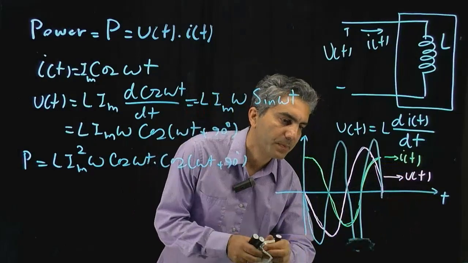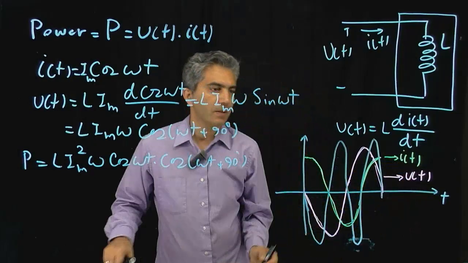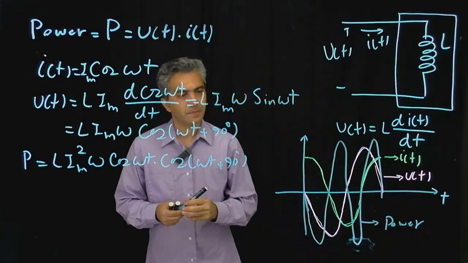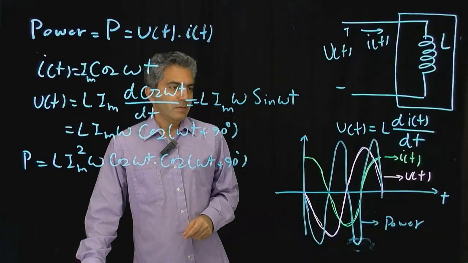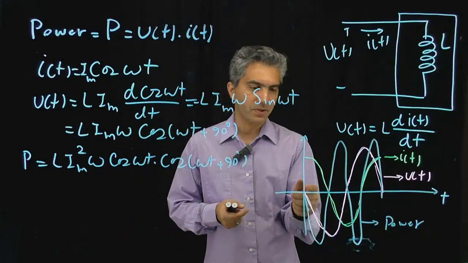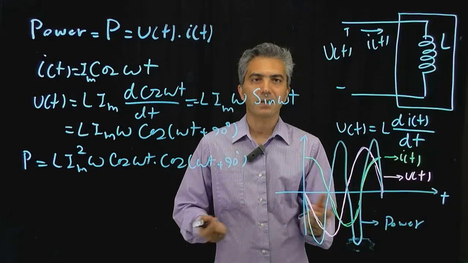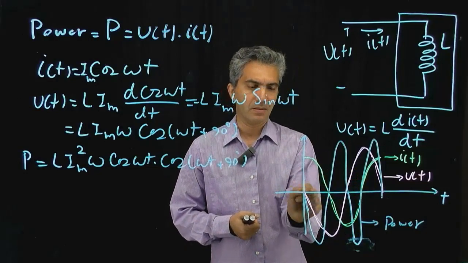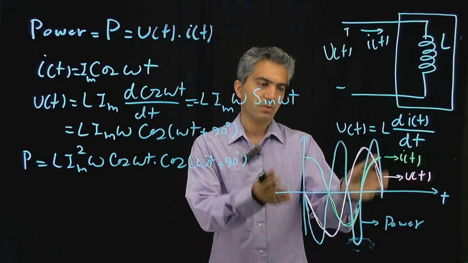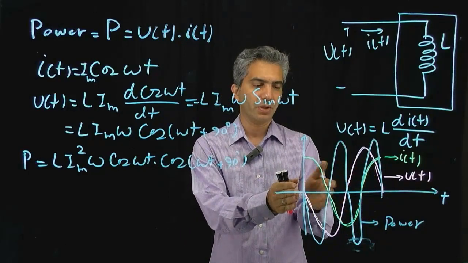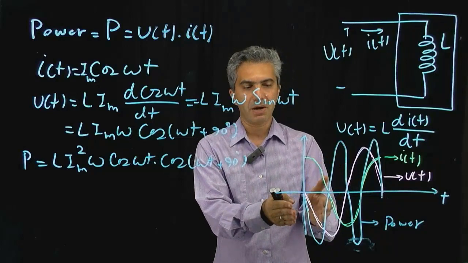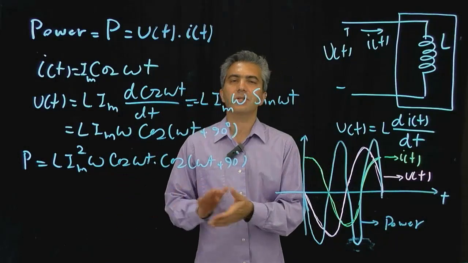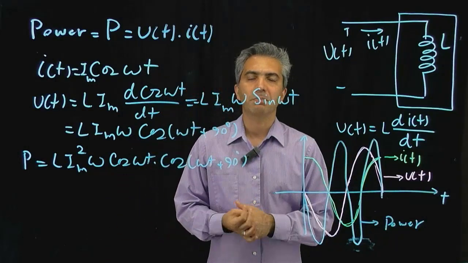Right? So now this is our power. A couple of things to notice. First of all, the average of this power obviously is 0. And also, as you can see, exactly half the time during one period the power is negative and half the time the power is positive.